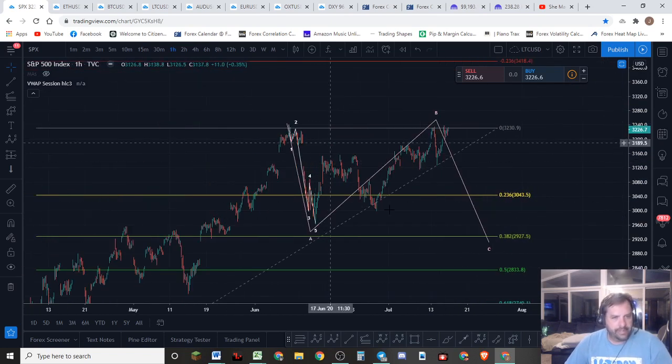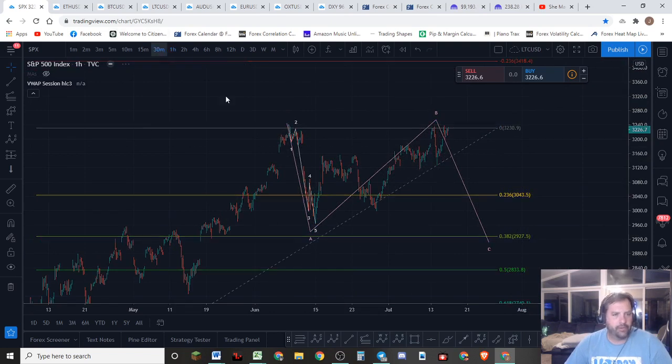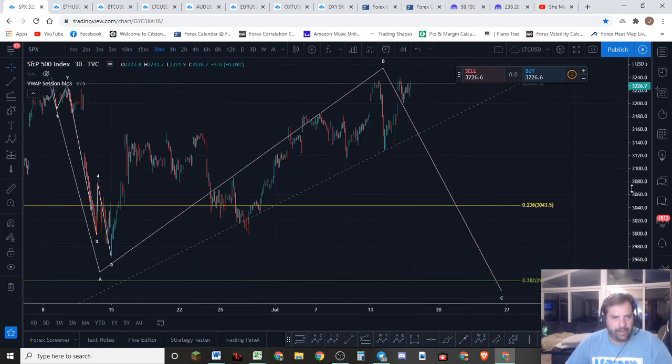So, do I see 3 waves here? Absolutely, I see 3 waves. So, again, we're going to check every wave here and see if it's finished. Okay, so we got a 3-wave move to the upside. Let's go to the 30-minute and look at that B wave carefully.